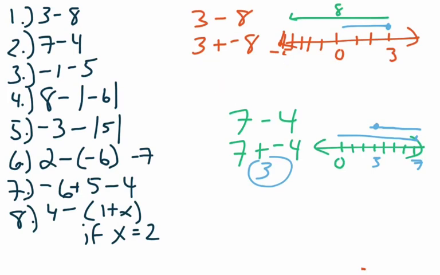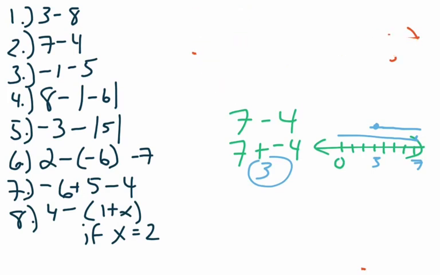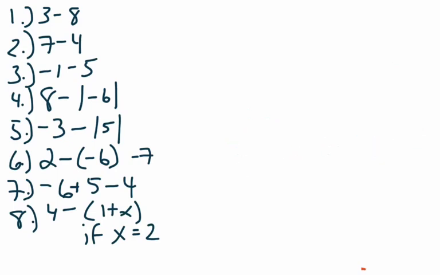Number 3, we get into an ocean of negatives. This is wonderful. So we've got negative 1 minus 5. Have your moment of panic because that's more negatives than you really wanted to see. And then think, but wait, I know the definition. So it'll be negative 1 plus the opposite.